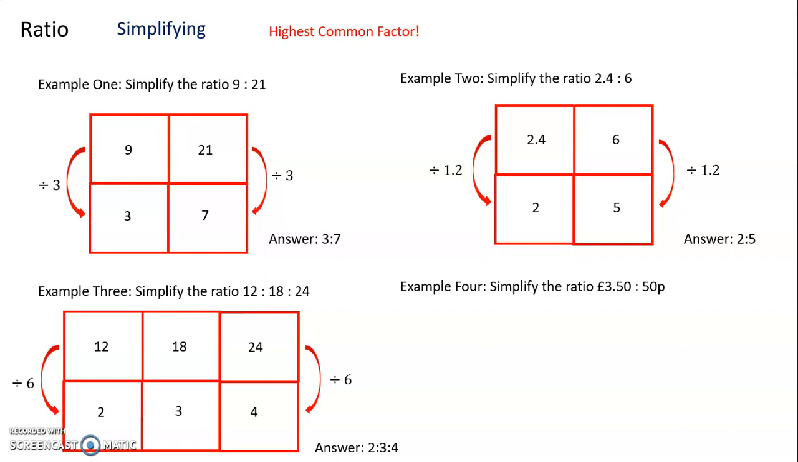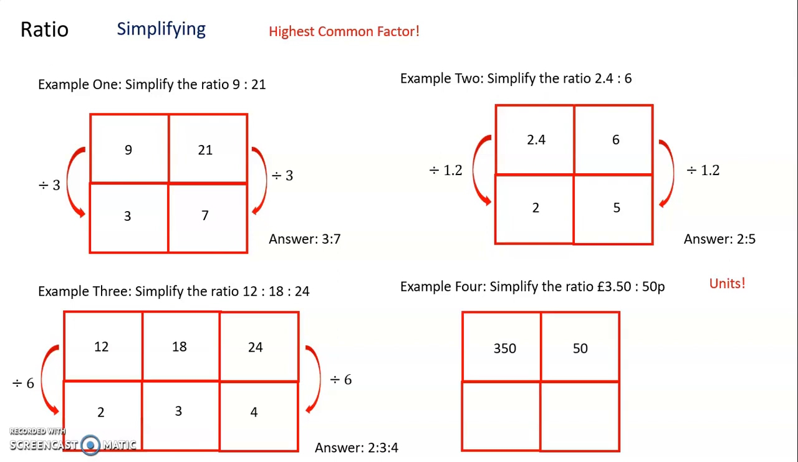Right, final example. This is an example where we have units included, and the units are not the same for all parts of the ratio. So on the left-hand side, I've got pounds, but on the right-hand side, I've got pence. So the first thing I've got to do before I can simplify this is make the units consistent. And I can do this either way. I could convert this into pence, and equally I could convert this into pounds. But if I convert that into pounds, it's going to give me half of a pound, and that's going to make it maybe slightly more awkward. So what I've decided to do here is convert £3.50 into pence.